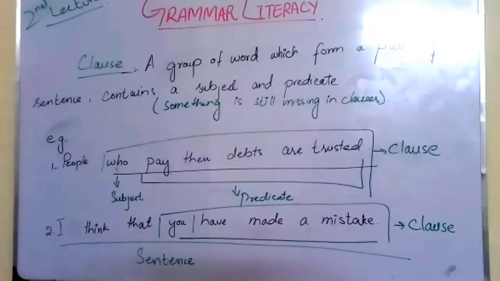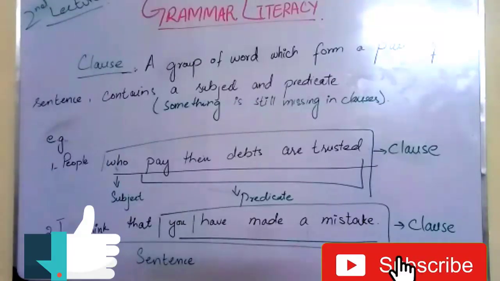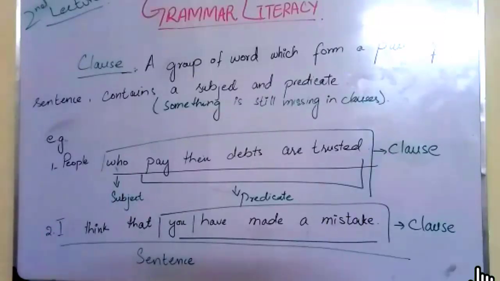This is a clause. Who is going to pay their debt? The question is raised. It is a general statement that people who pay their debts are trusted, are trustworthy. So basically here we have a clause, who pay their debts are trusted. Who are trusted? Trusted by the bank, by the government? People who pay their debts are trustworthy. So basically we have a clause, a part of a sentence, but when we put the subject, people, in front of it, then it is a complete sentence.